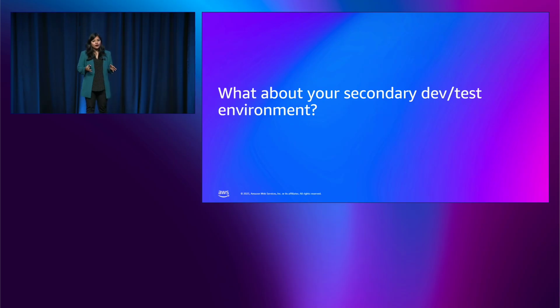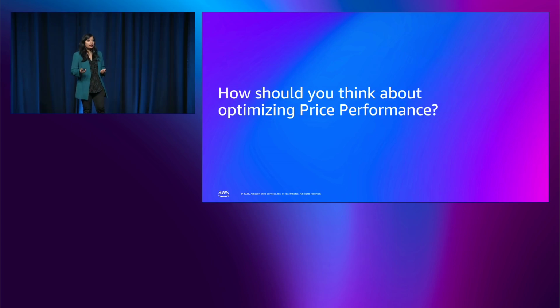Okay, so far what we have talked about is in the context of the primary environment. How do you optimize price and performance using gp3 for your primary environment? But what about the secondary environment that you might be using for dev testing? How do you think about optimizing price and performance for those use cases?